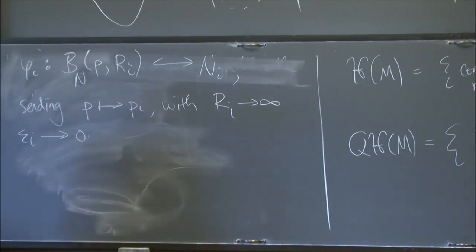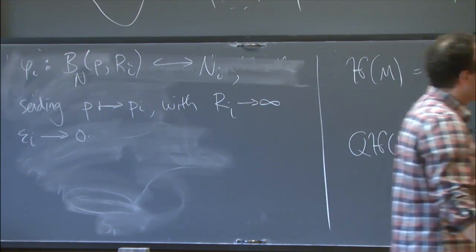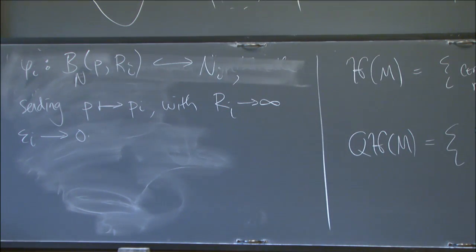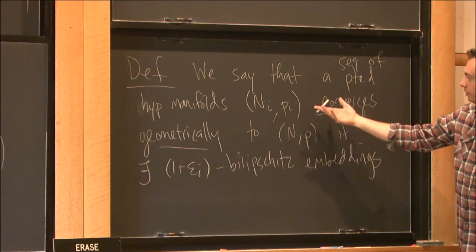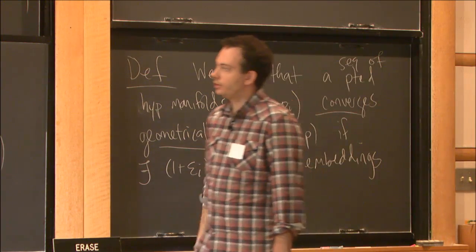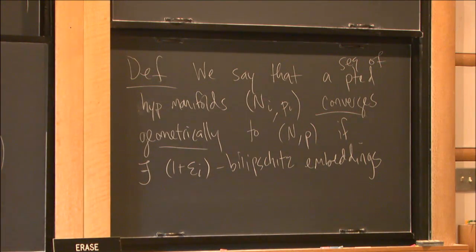Okay, so, right. So what are we saying? Well, we're saying basically that if I pick a large ball in N around the base point, then metrically it looks very much like, well, almost a large ball in Ni around the base point.